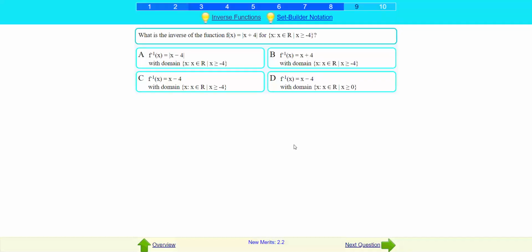What is the inverse of the function? So that's minus 4. x greater than or equal to negative 4. Has to be negative 4. So we're limiting the domain here to negative 4.